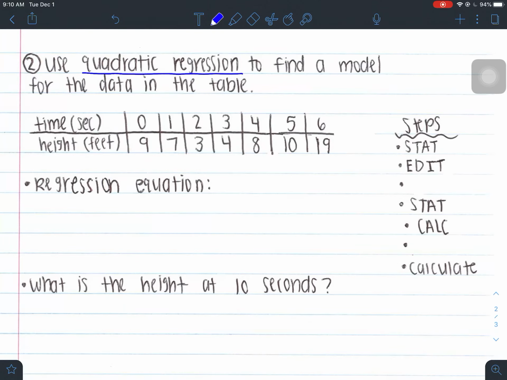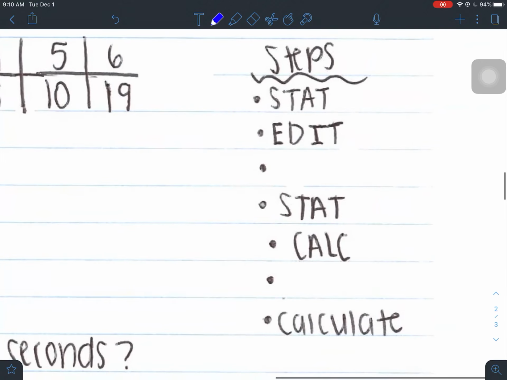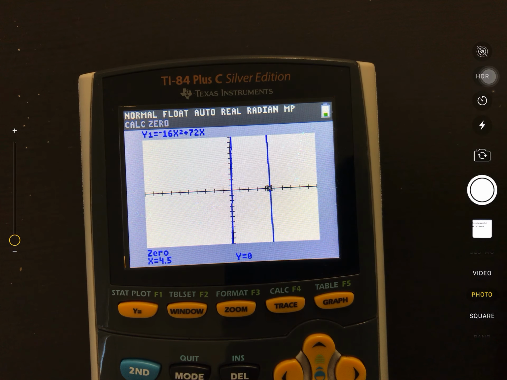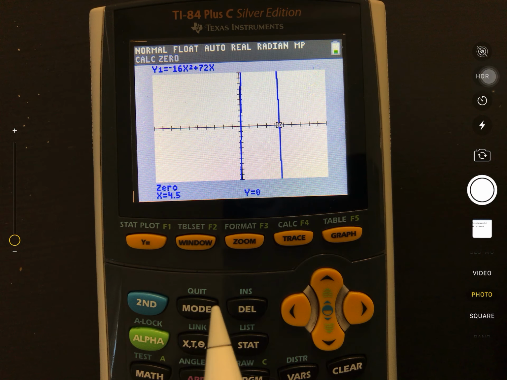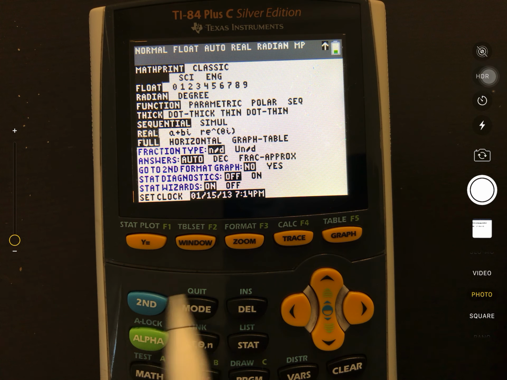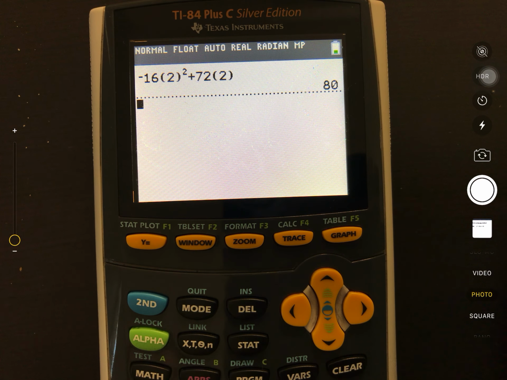So we're going to go ahead and go through these steps again. Here are the steps on the side. You're going to do stat, edit, and then you're going to do something else. So I'm going to go ahead and show you my calculator. Turn it on, actually, because it's off. Okay, and remember to quit out of any application. You see how blue is quit here. You can hit second mode and it will quit. Oops, I didn't do that. Second mode. Okay, so I'm back to my screen.